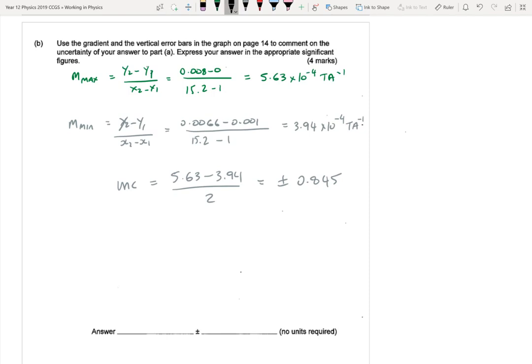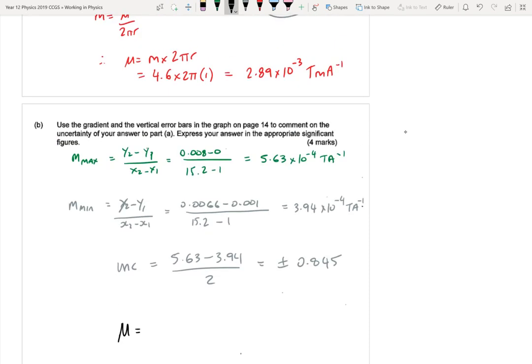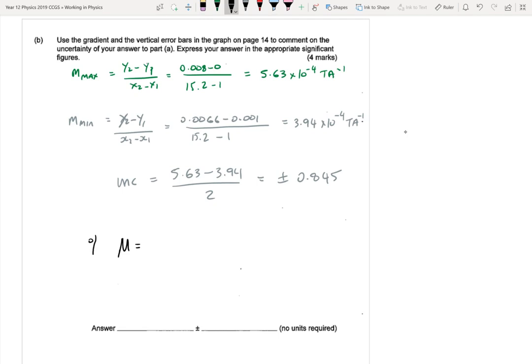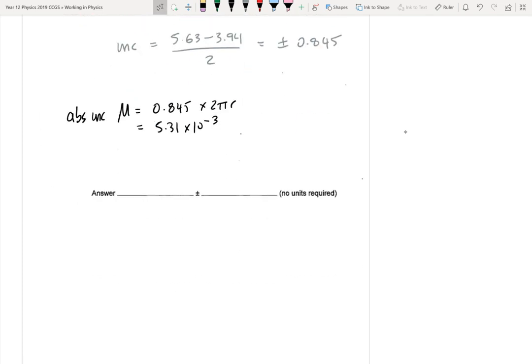But we want the mu naught value down here. So I'm going to go mu equals, we're going to go 2.89. No, we're not. Let's just go the absolute uncertainty of mu naught is going to be 0.845 times 2 pi r. 5.31 times 10 to the negative 3. All right, we're nearly there.